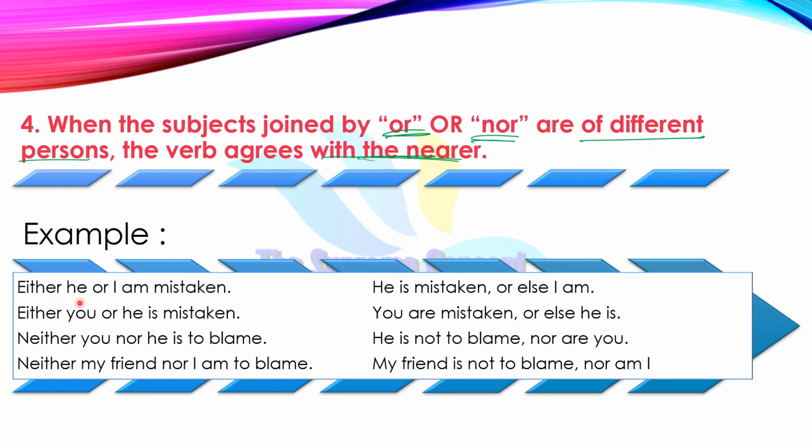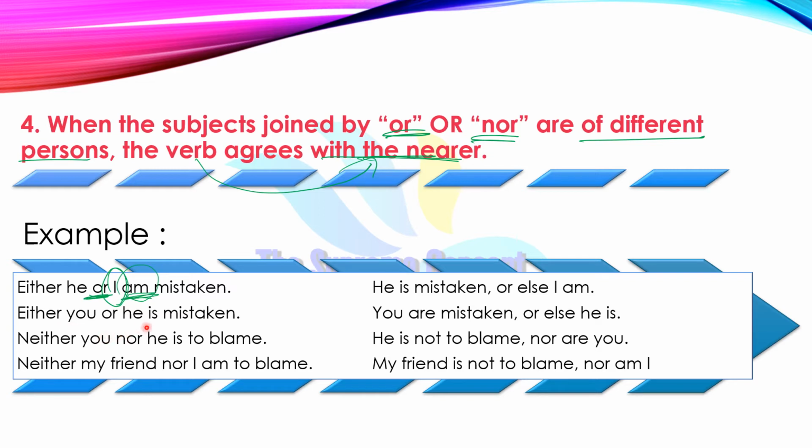First example is, either he or I am mistaken. As you can see here, he is a different subject and I is a different subject, both are different persons, so they are connected by or. As per this rule, the verb agrees with the nearer. So the nearest subject to the verb is I, and as per the closest subject, we will use the verb. For I, we used I am mistaken. So we used auxiliary verb am here. Let us see the second example of it.